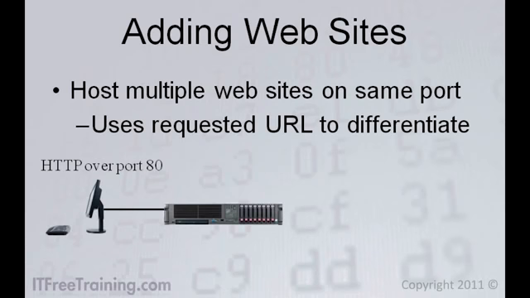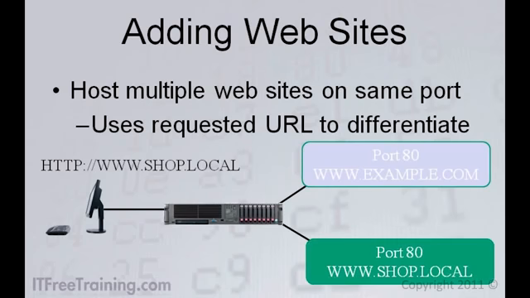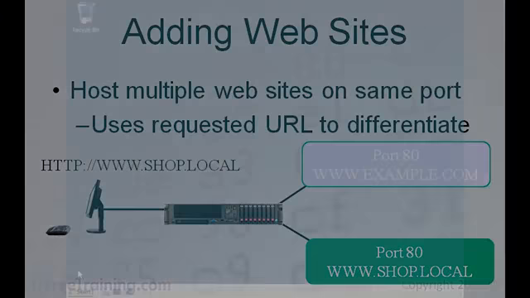Consider this example. When a user attempts to connect to a web server using HTTP over port 80, the web server has two websites on port 80 and does not know which one to return. To allow multiple websites on the same port, the web server looks at the URL the user is requesting. By looking at the URL, the web server can determine which website to return to the user. This means a single web server can host many websites, all on the same IP address and all on the same port. Let's have a look at how to set up a website.